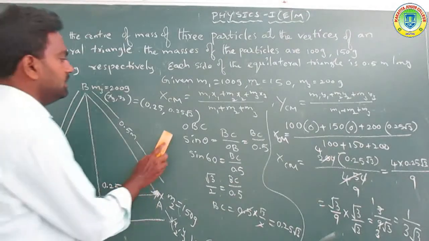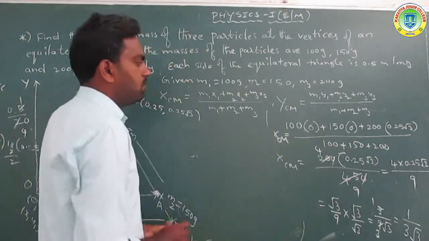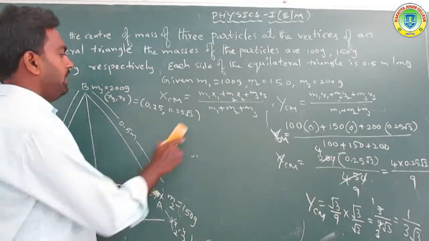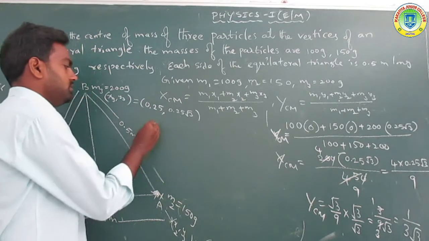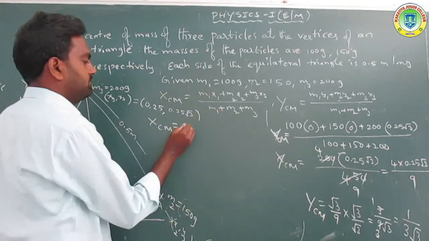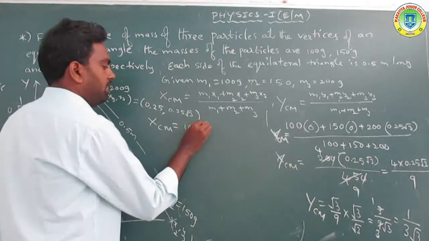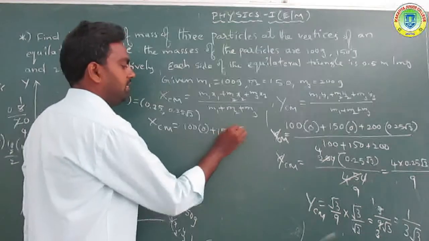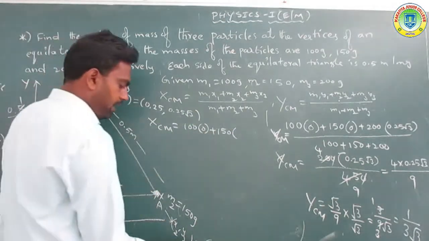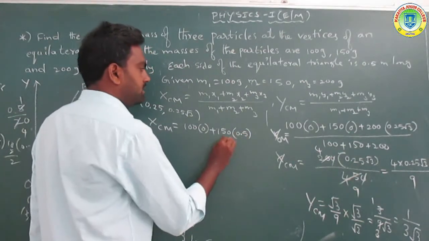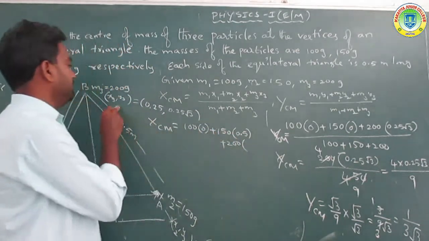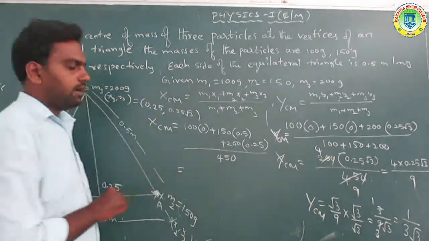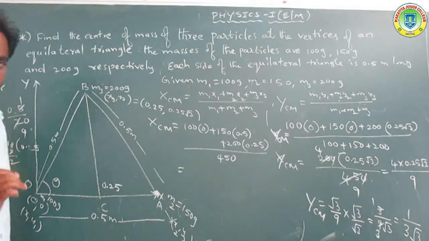Now we find XCM. XCM is equal to m1 x1, where m1 is 100 into x1, which is 0, plus m2, which is 150 into x2, where x2 is 0.5, plus m3 x3, which is 200 into x3, where x3 is 0.25, divided by 450, because 100 plus 150 plus 200 is 450.